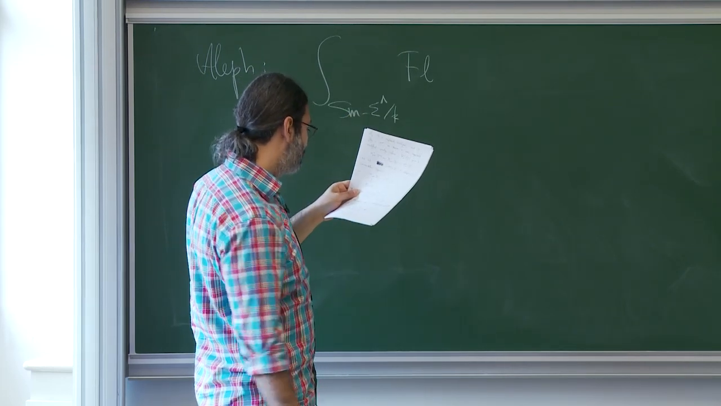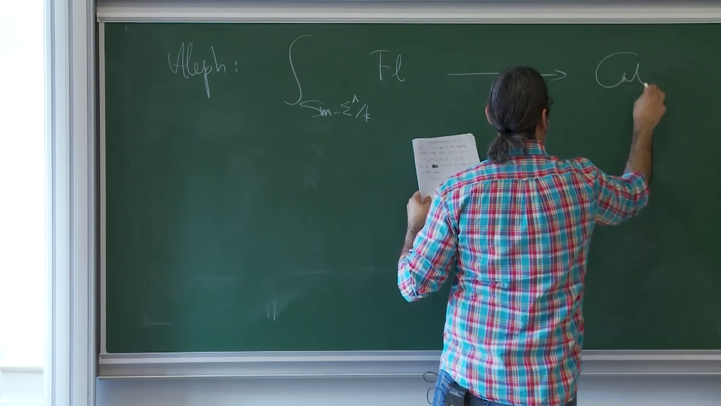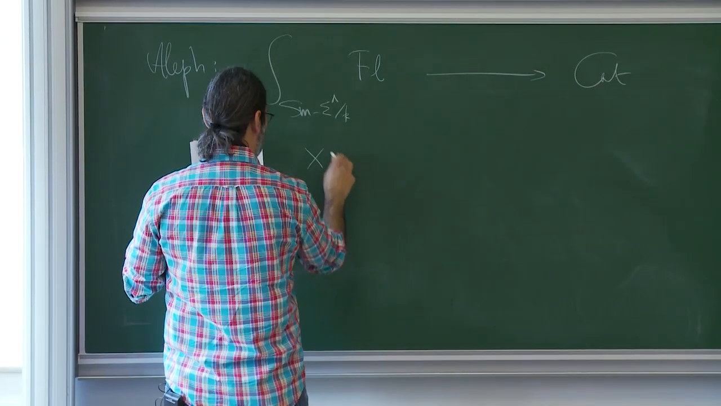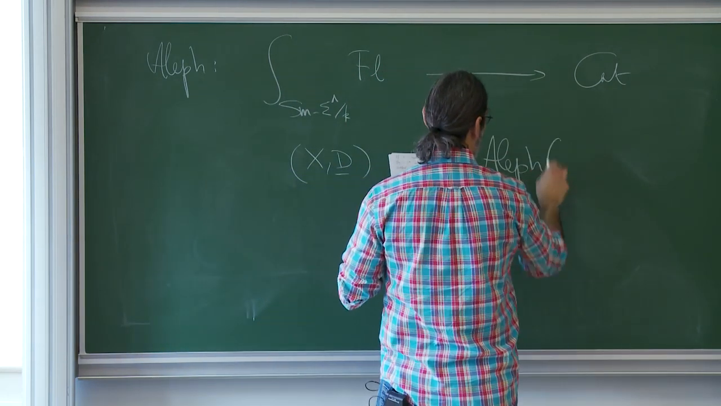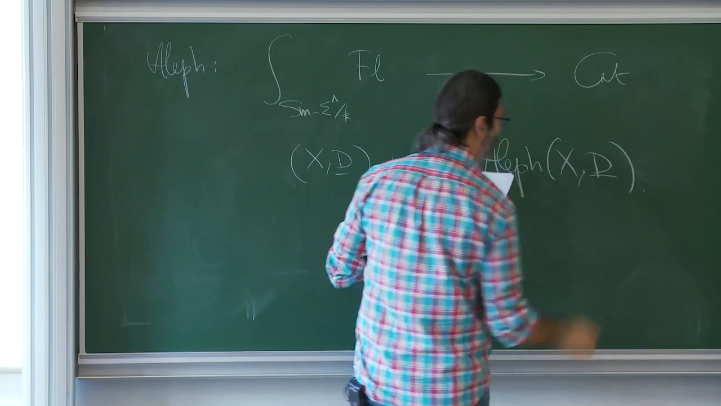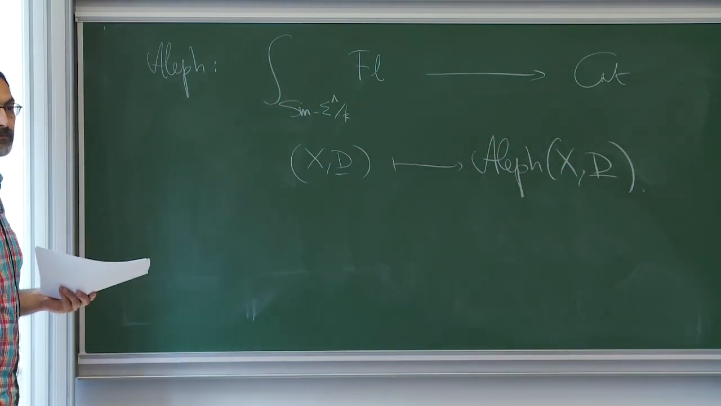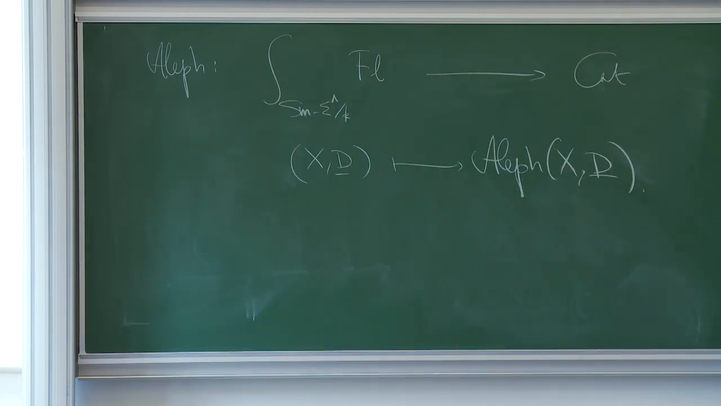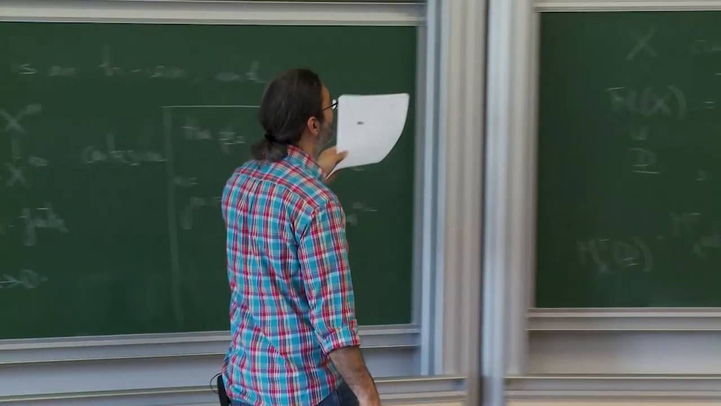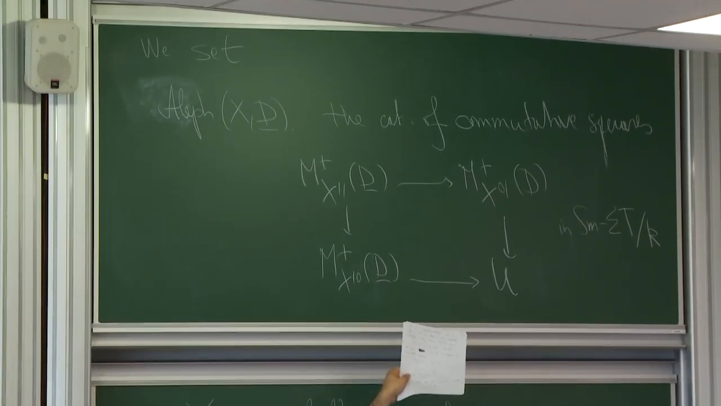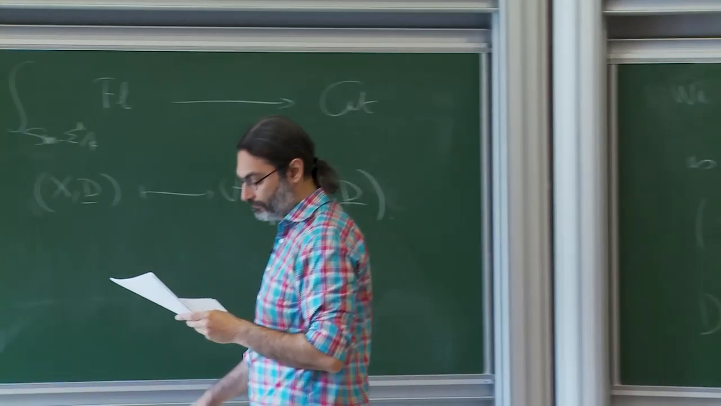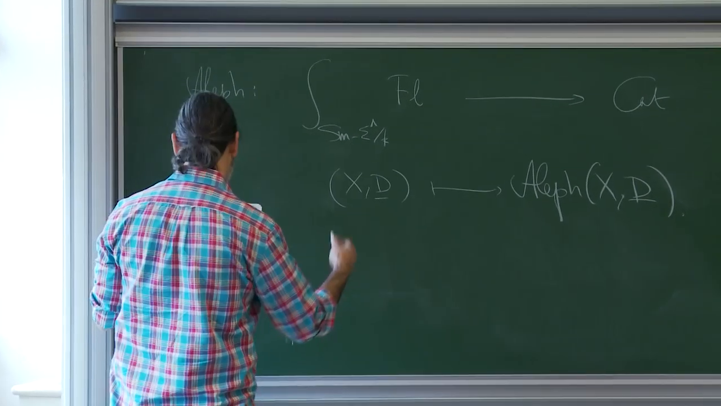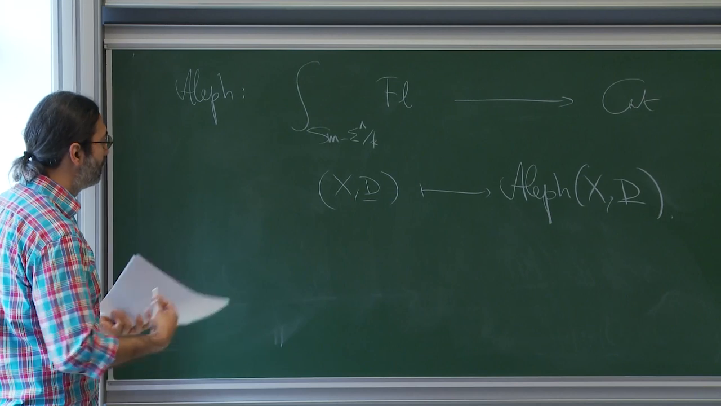So what I'm trying to write here is sending XD to Aleph of XD, and this is a contravariant functor. If you have a morphism from x prime d prime to xd, you just change these three things and you keep the u, and this gives you a new square. Okay, so this is a two-functor. And so therefore, I can again apply.